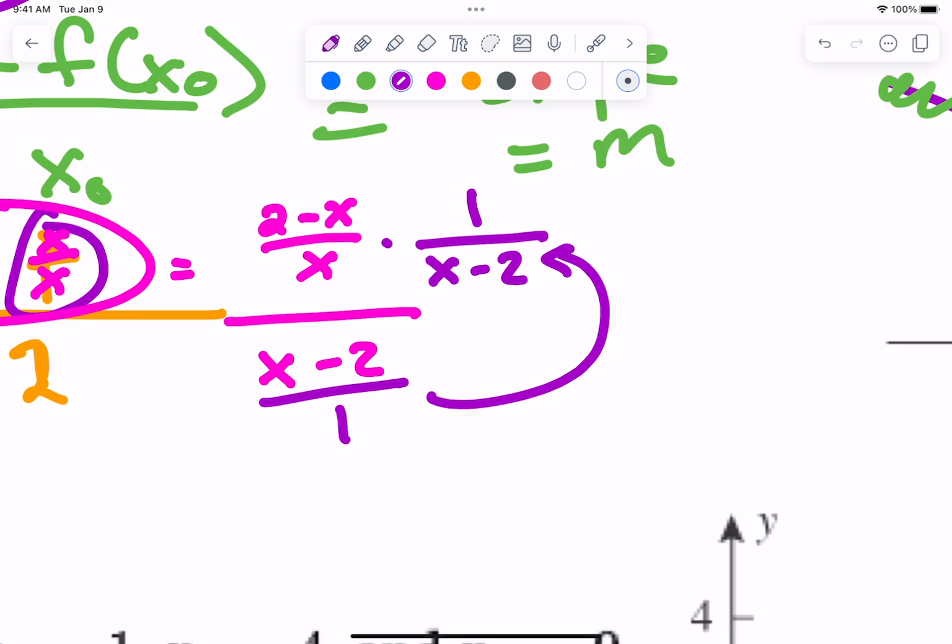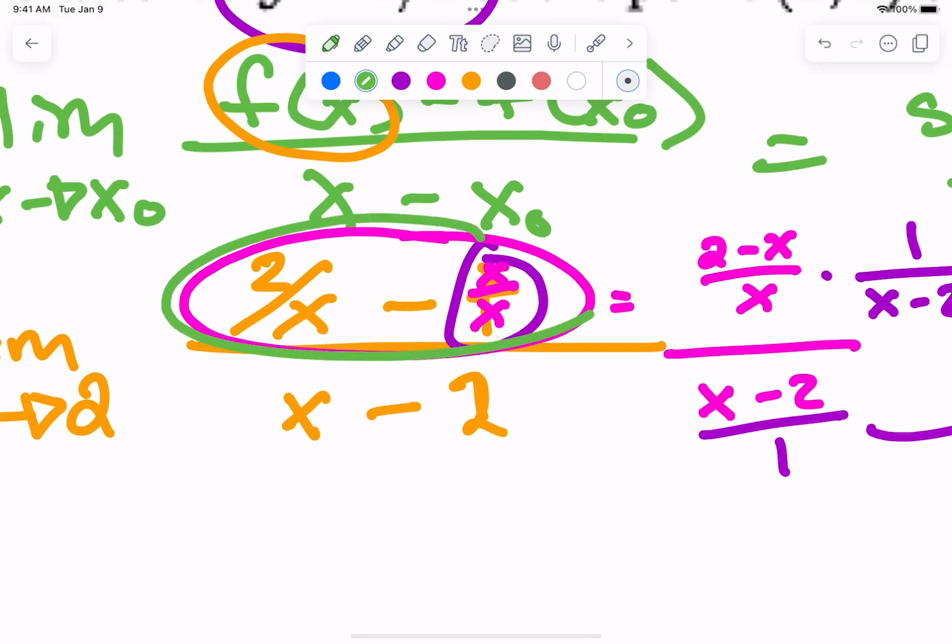Does that cancel with 2 minus x? Multiply it by negative 1. Okay, so let's pull out, I got it. You're right. Look at this. Do you see where we're at this point? Do you see how I got from this step to this step?